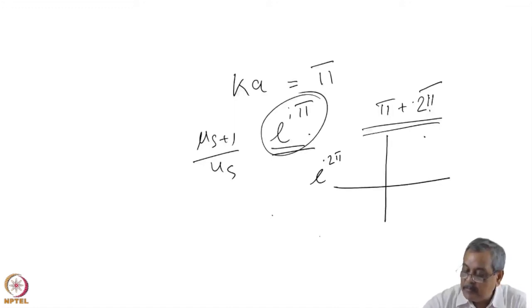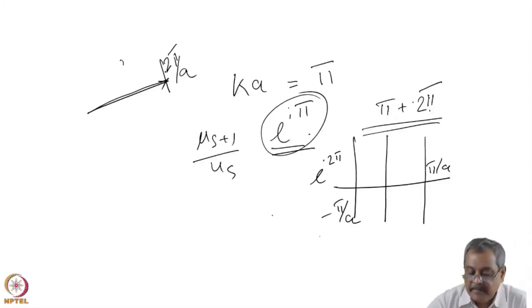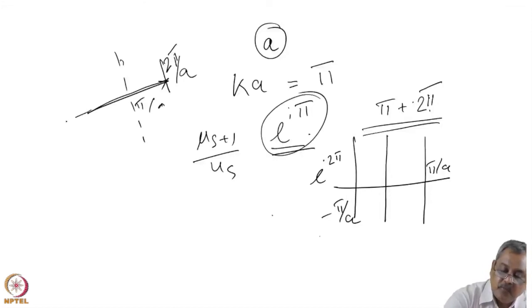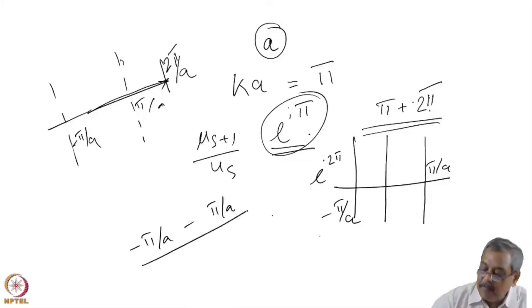In case of Brillouin zone, the zone boundary comes at pi by a and minus pi by a. What is the Brillouin zone? I am just showing you that in the reciprocal lattice space, when the nearest neighbor is at a distance a, then you go to pi by a, twice pi by a, because that is the reciprocal lattice vector. When the real lattice vector is a, twice pi by a, then you do a perpendicular bisector at pi by a. Same thing is true in the negative direction, minus pi by a. So minus pi by a to plus pi by a form the first Brillouin zone.